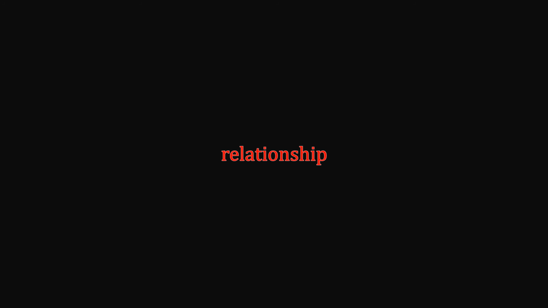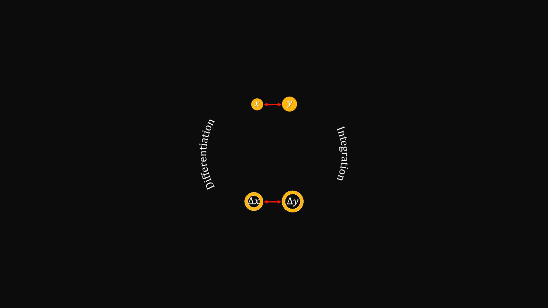Relationship has to be between at least two things. If there is a relationship between two things, then it means one will change with the other. So the relationship between the two and how the relationship between the two changes are two sides of the same coin. Differentiation and integration are the two forces that can get us from one side to the other.